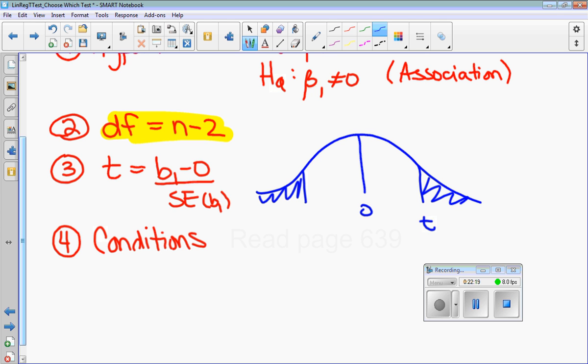Because it's not equal to in the alternative, right? So we know it's a two-tailed test. And you're going to find a p-value, and it needs to be small, and then we can reject our null. So everything's really the same, except for the kind of data we're looking at.